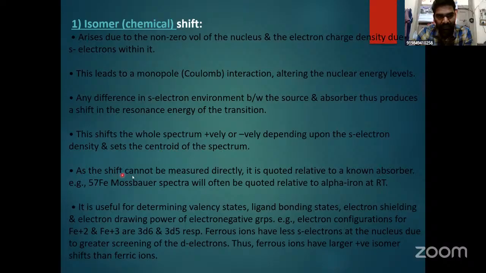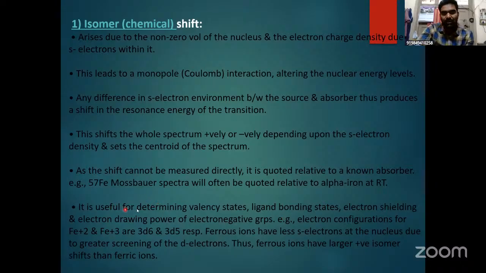As the shift cannot be measured directly, it is quoted relative to a known observer, so it is taken relative to the observer. For example, for Fe-57, mass number 57 iron, Mössbauer spectra will often be quoted relative to alpha iron at room temperature. So this is quoted against the alpha iron.